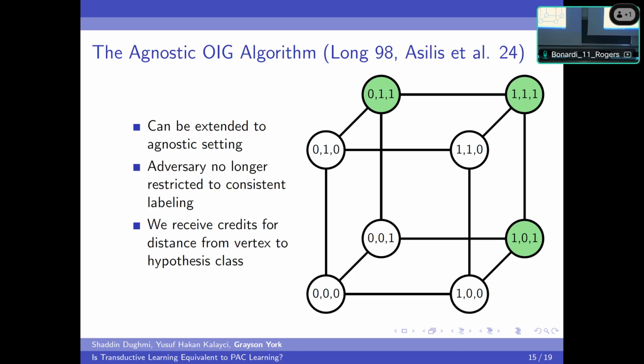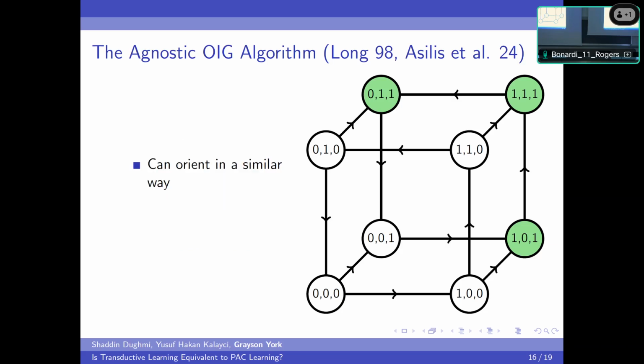But now instead of being restricted to the hypothesis class, if the adversary gives us a labeling which is very far away from the hypothesis class, they have to give us some amount of credit. We get some sort of a penalty term, which tells us that it's okay that we missed some of the samples. So we can orient this graph in a similar way, trying to minimize something like maximum out degree.